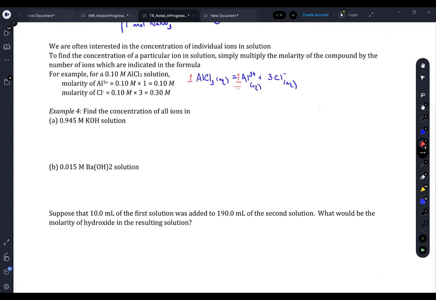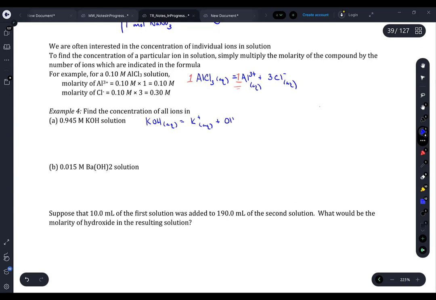Okay, so let's find the concentration of these ions. A is very easy. Because if I've got potassium hydroxide, what are the ions in potassium hydroxide? Potassium and hydroxide, right? And there's how many potassiums? For every 1 potassium hydroxide, there is 1 potassium and 1 hydroxide. So whenever there's 1 of each ion, the molarity of the ion is the same as the molarity of the solute as given.